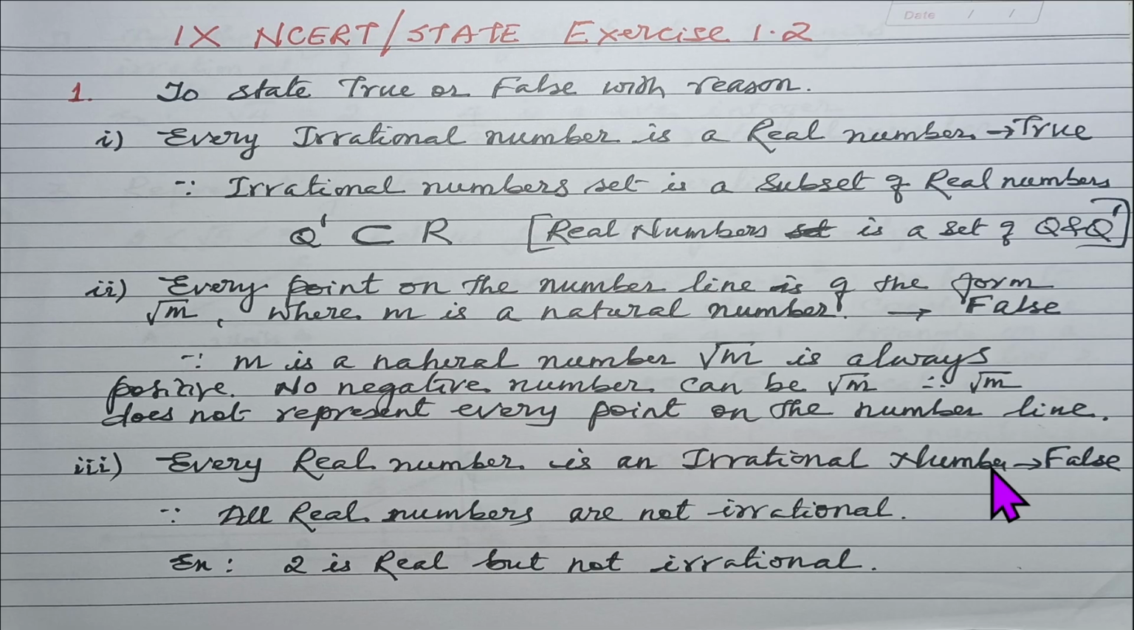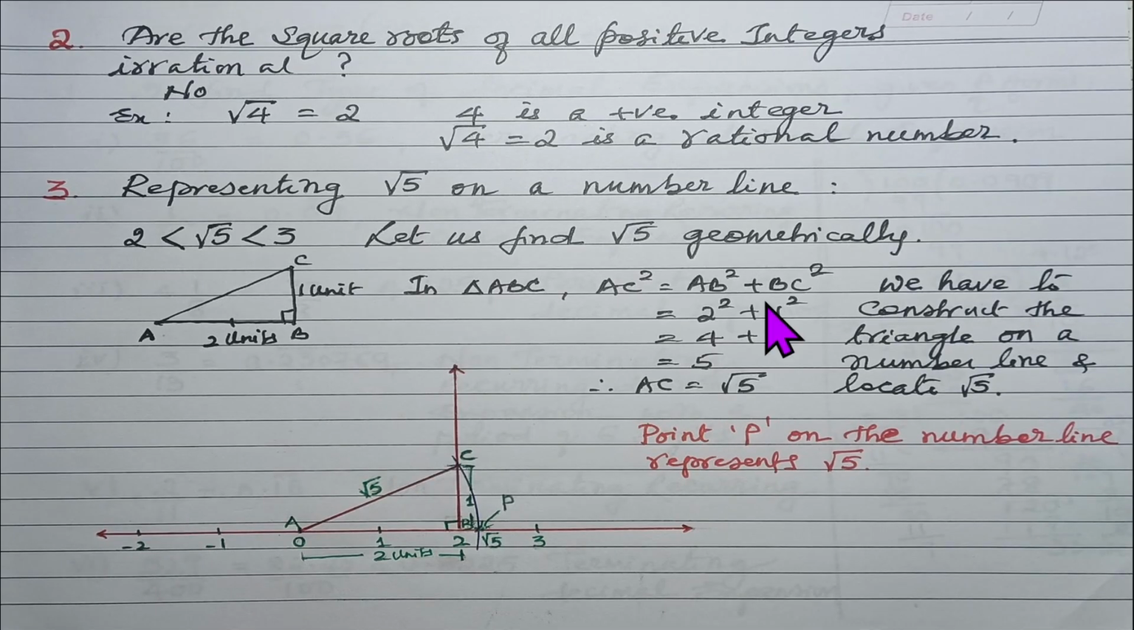Every real number is an irrational number is again a false statement. Here the irrational numbers are a subset of the real number set, and therefore the statement is wrong. If you take for example 2, it is a real number but not an irrational number, and therefore every real number is not an irrational number, but every irrational number is a real number, and that is the correct statement.